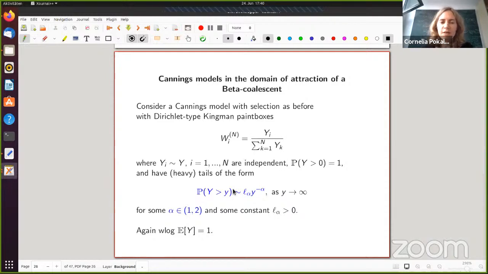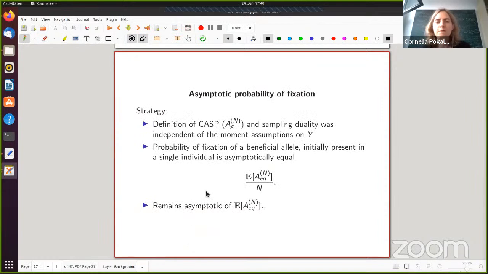But now we assume that the random variables Y don't have exponential moments, but they have heavy tails. And we assume that the tails fall as y to the power of minus alpha, where alpha is some number between 1 and 2, and L_alpha is just some constant. And again, we assume that without loss of generality, the expectation of these random variables Y is 1. Okay. And again, we have the Cannings model with selection with these kinds of Dirichlet type weights. And we are interested in the asymptotic probability of fixation. And the strategy is to use the backward process to calculate this asymptotic probability of fixation.